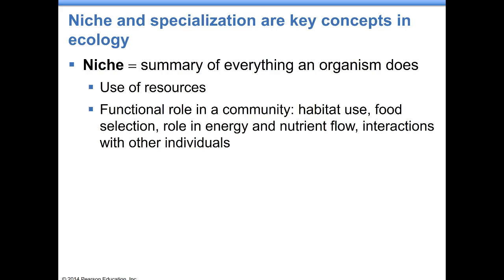You've heard of the term niche before, and this is kind of like the job. What role does an organism have? It's the summary of everything an organism does: where it fits in the food chain or food web, how it uses the resources in its habitat, its functional role in the community, its food selection, and where it is within the energy flow. We've talked about being predators, herbivores, or carnivores, and that is a role. The interactions it has with other individuals are important too.